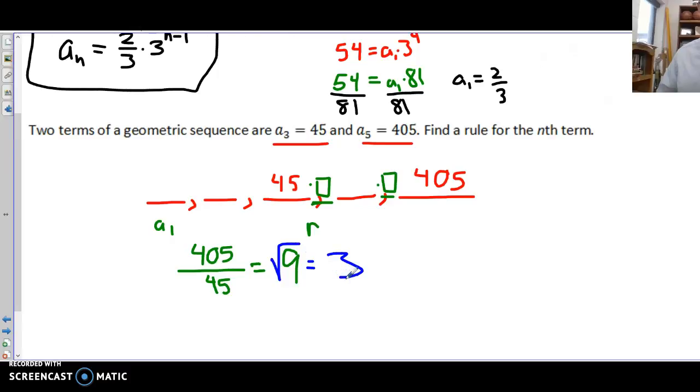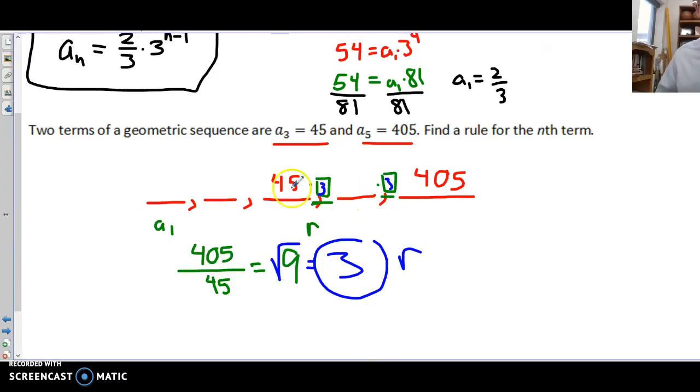3. So if I multiplied 45 times 3, I'm going to get some number, and then if I multiply that times 3, I'm going to get 405. Or it'd be like taking 45 times 3 times 3, which is 9, to get 405. So that is going to be my common ratio, r. Okay, and again, you could plug in, take 45 times 3 and put a number in there if you like, to see what that is, just to make it make sense.